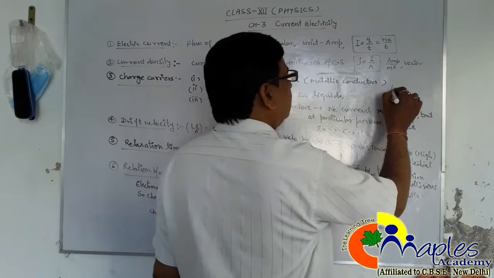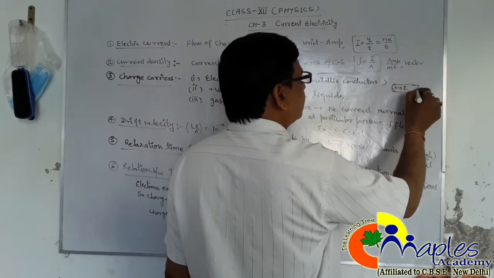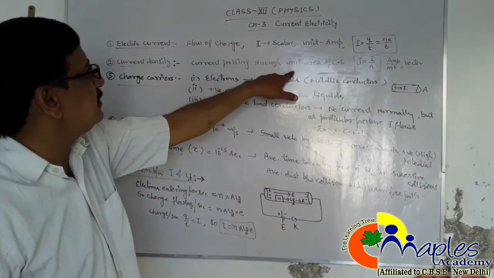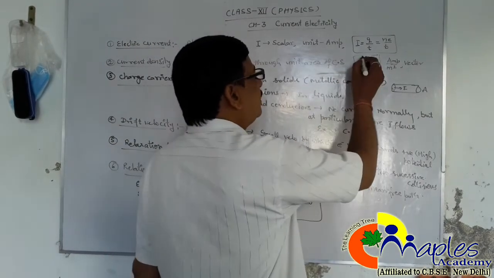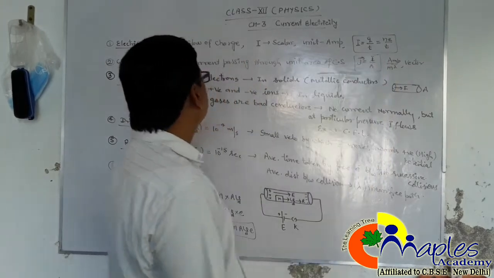Now we have a conductor through which current I is flowing, and its area of cross section is A. So current passing per unit cross-section area is called current density, and it is denoted by J. J equals I upon A, and it is a vector quantity, with unit ampere per meter square.